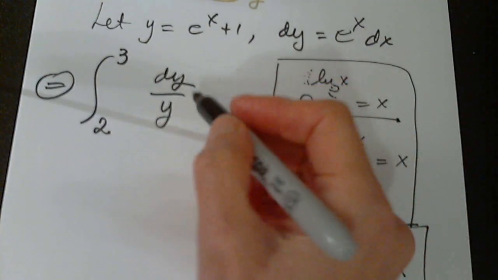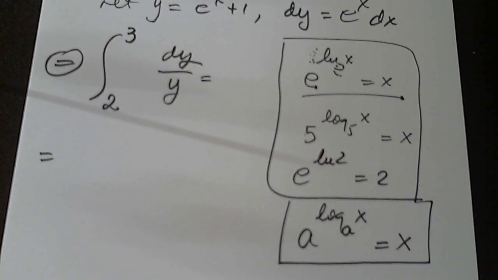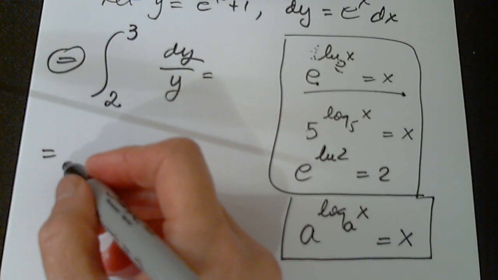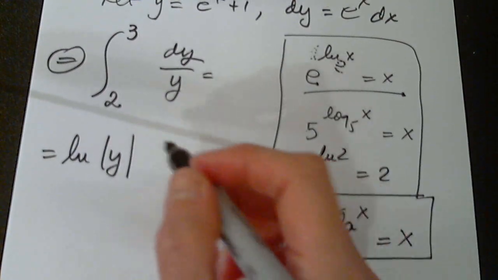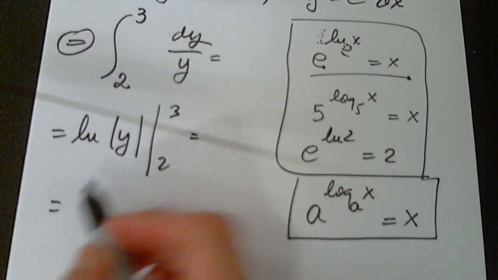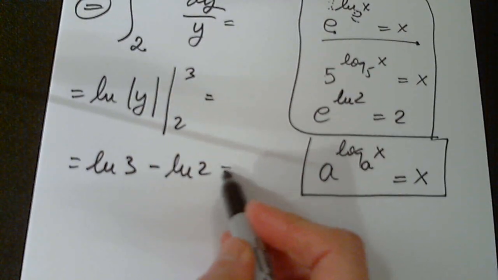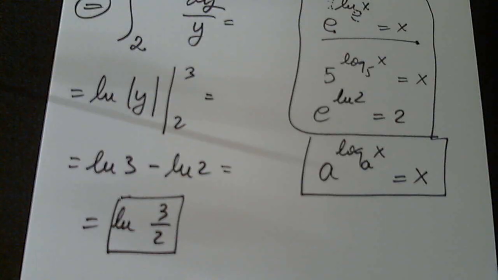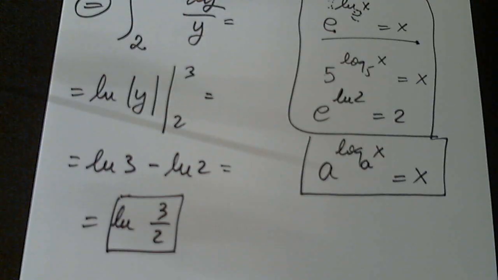Now, I continue. The antiderivative of 1 over y, we had this function several times tonight, is natural log of the absolute value of y from 2 to 3. I plug in 3 minus when I plug in 2. And if you remember the property, I could write it as natural log of 3 over 2 like this. It's a difference: the log applied to a quotient is the difference of logs.